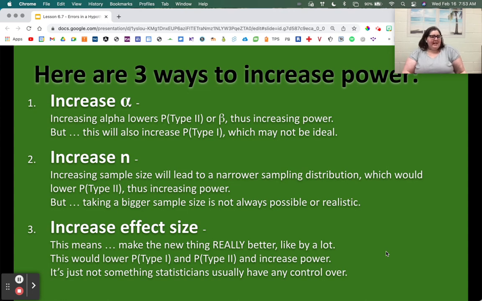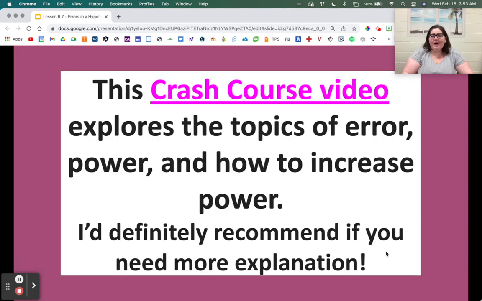It's not really something that statisticians have any control over, right? If we're the ones doing the test for a company that wants us to do a test, we could tell them, hey, just FYI, the best way for this to work out in your favor is to make sure that your new thing works really, really well. And they're like, okay, cool.